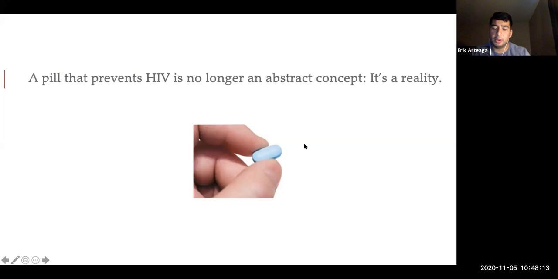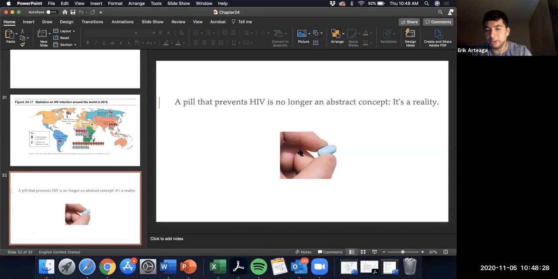Okay, so it's kind of a new, safer way, I guess, for certain groups of people that do have high numbers of HIV to protect themselves, and it's been quite amazing, the advent of new antiviral medications.